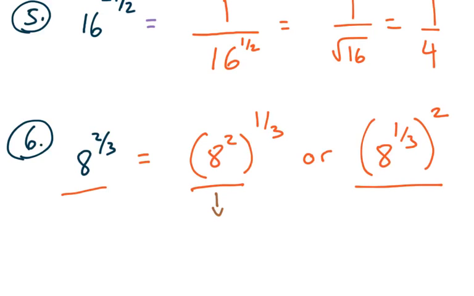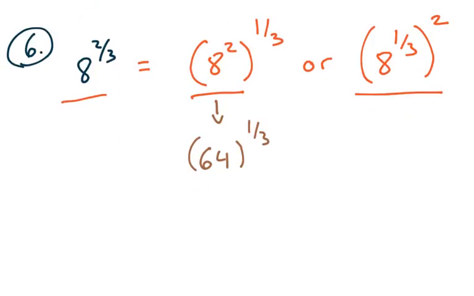This one, if we clean the inside first, we'll get 64 to the 1/3 power, which would give me 4, because 4 times 4 is 16, and 16 times 4 is 64. This version would give me 2, and then if I square that, I would get 4. So realize that whichever version you take, you will get the same answer.